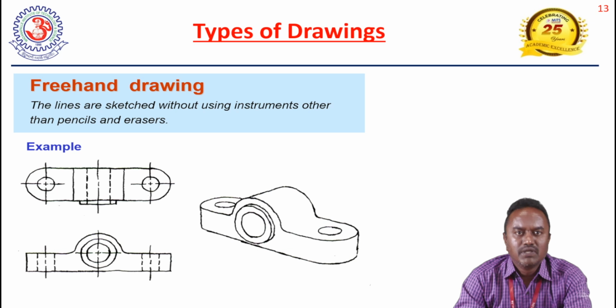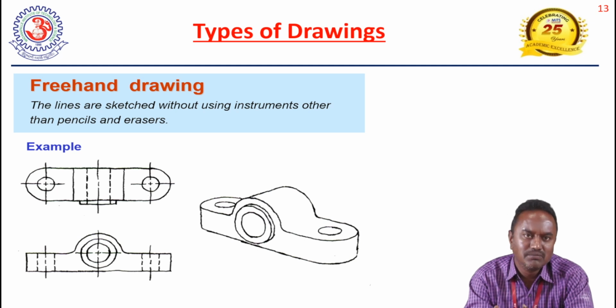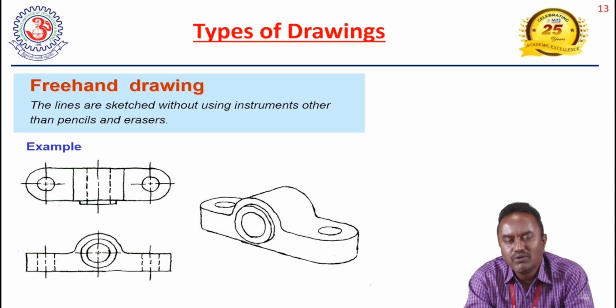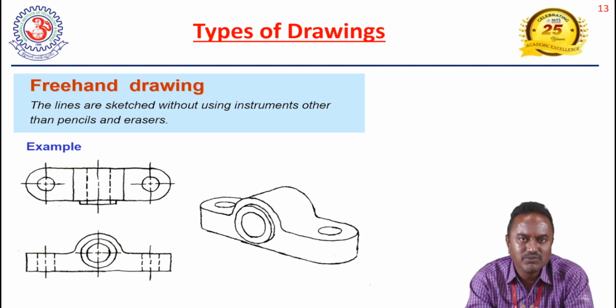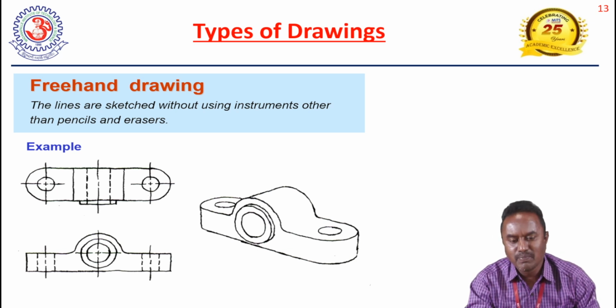And next we come to the types of drawing. When we come to the types of drawing, the first, very basic and simple one is freehand sketching. Without using any instruments, how we draw manually, that is called freehand sketching. The lines are sketched without using anything other than a pencil and eraser. That is the only requirement for freehand sketching.